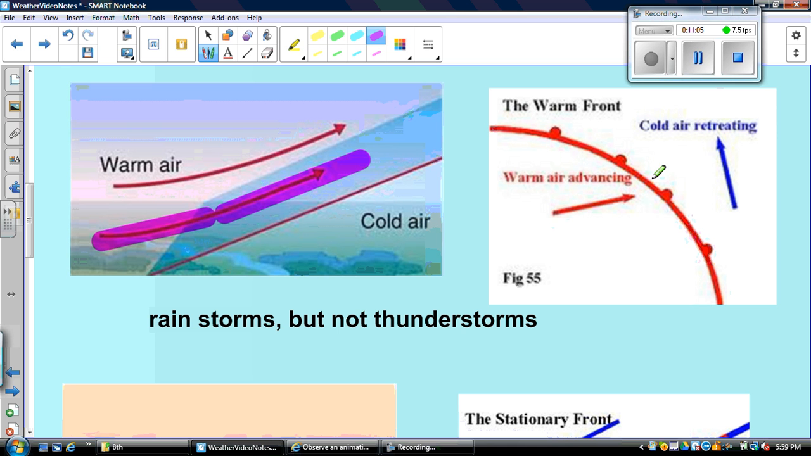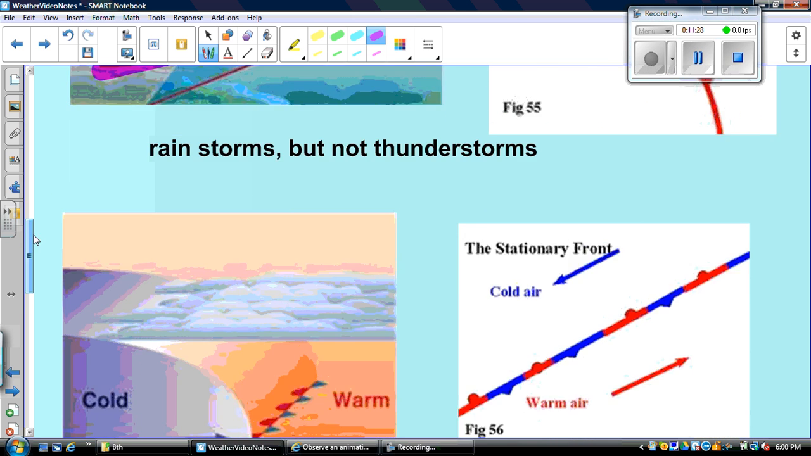The symbol for a warm front, I kind of think it's a half circle. I think of that as the shape of an umbrella. So when a warm front comes in, you usually need an umbrella to protect you against the rain. That's how I remember it. Again, the direction of the half circle is the direction the warm front is moving. So right now it's moving northeast.